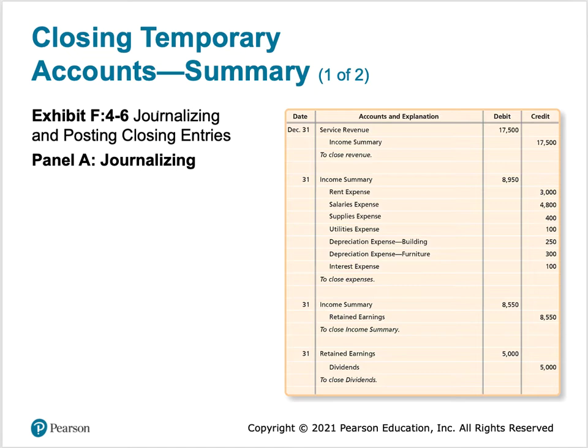And then exhibit 4-6 is here, and it's a summary of all of the closing accounts. So you might want to look at that closer. It's always revenues first, then all of your expenses, then you close out income summary, and then finally you close out dividends. And so this process looks the exact same every period, just the account titles might change a little bit, and there might be way more expenses, but the process is always the same. It's always revenues, then expenses, then income summary, then dividends.